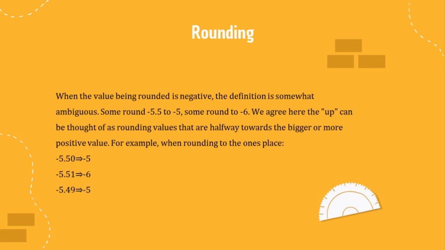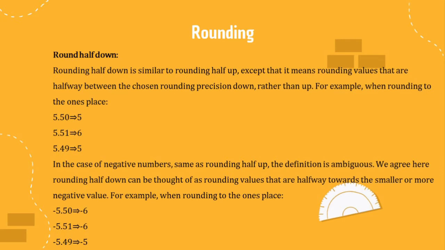Negative 5.51 equals negative 6. Negative 5.49 equals negative 5. Round half down. Rounding half down is similar to rounding half up, except that it means rounding values that are halfway between the chosen rounding precision down rather than up.